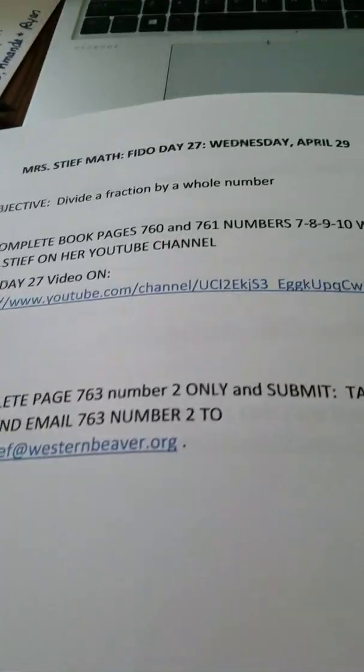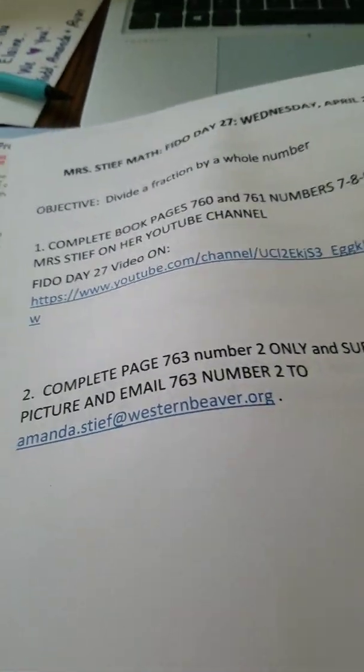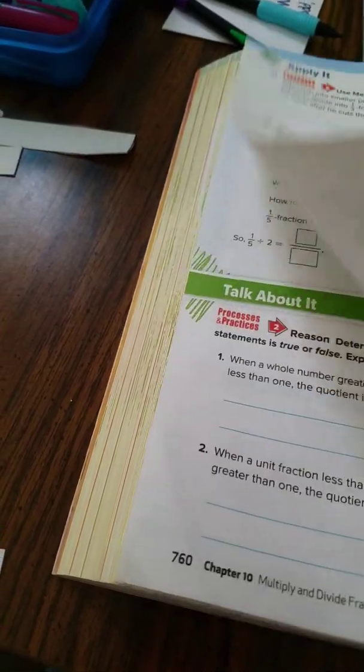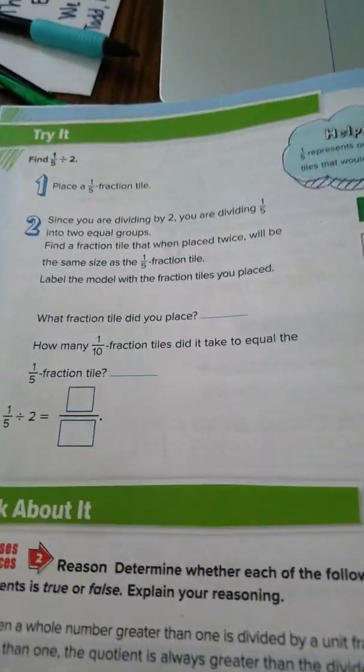Okay, so we are going into our books on page 760. I'm not there. Allow me to get there, please. I don't know how to pause recording, otherwise I would. Alrighty, and we are looking at the try it at the top of the page on page 760.